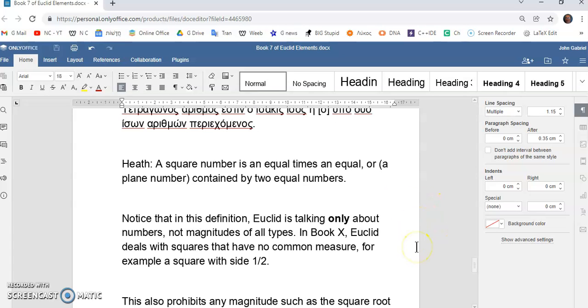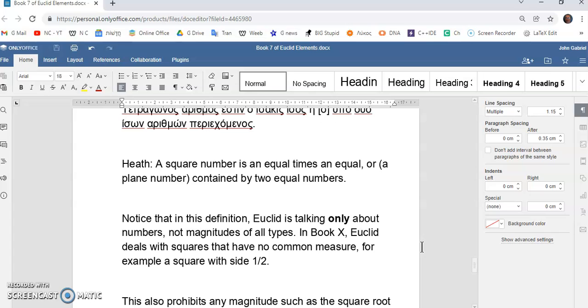Now that's a number that is multiplied by itself. Notice that in this definition, Euclid is talking only about numbers, not magnitudes of all types, because not all magnitudes are measurable. So, for example, in book 10, Euclid deals with squares that have no common measure. So, a square with a side of a half has no measurable area. Okay, you can approximate it, but it doesn't have a set measure. And that's what it means to be a number, by the way.